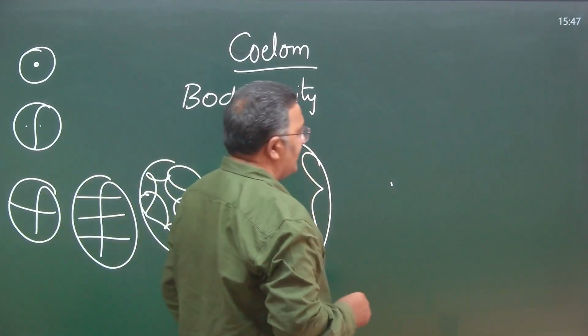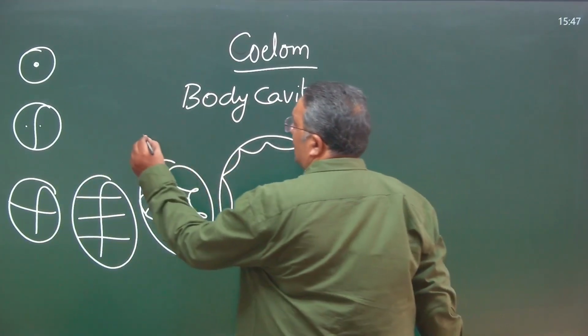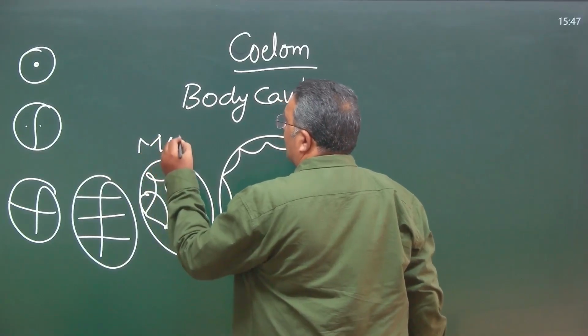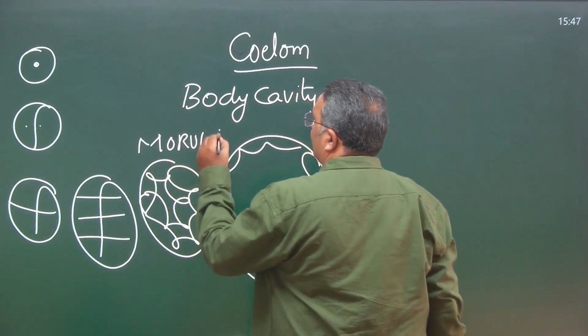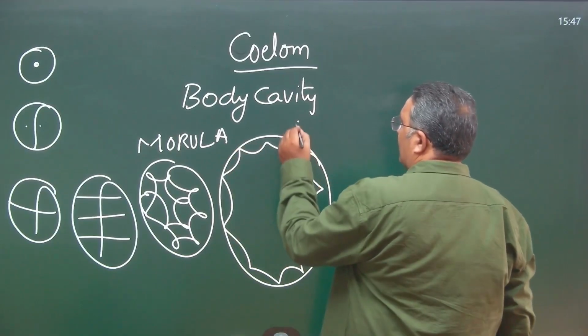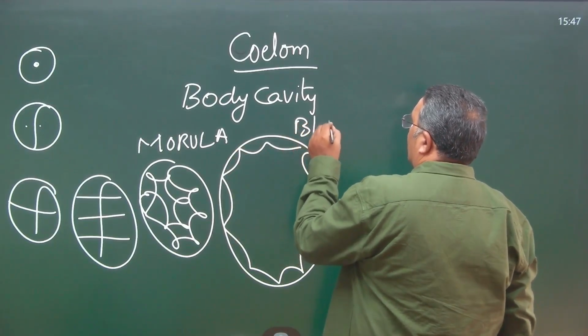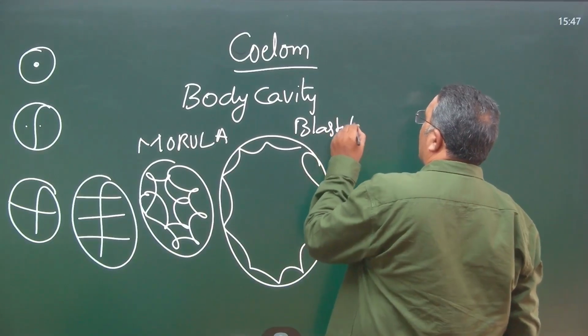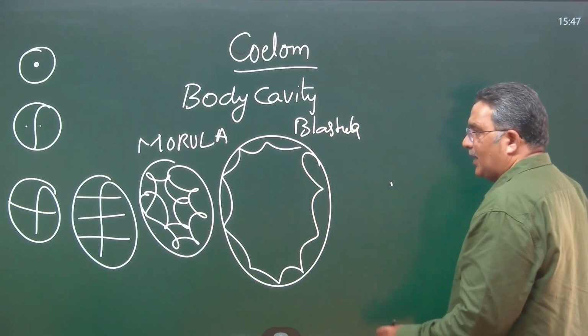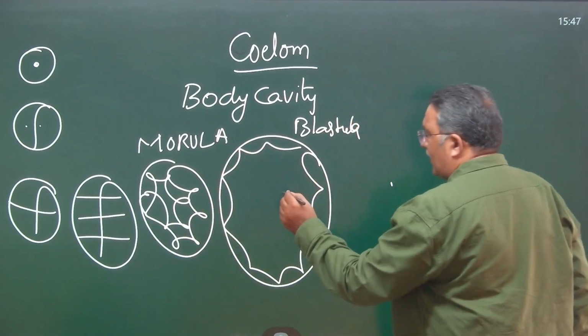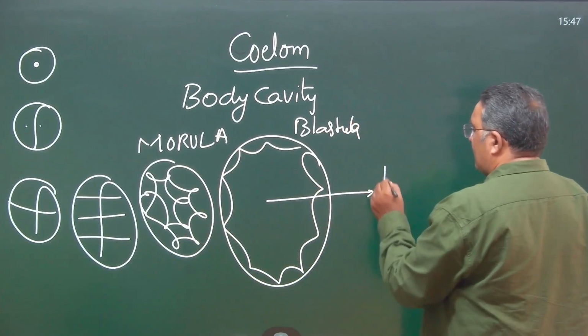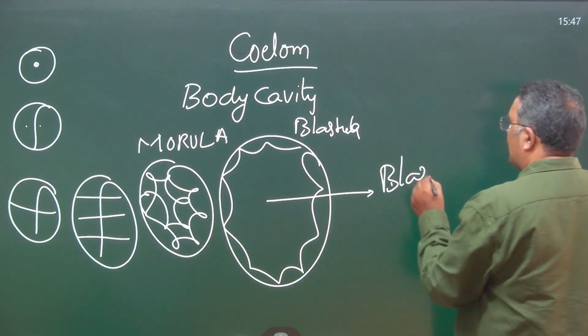The basic difference between the morula and the blastula is that the morula is a solid ball. We can say cricket ball. This cricket ball will become a football. What do you say? Blastula. That means when the solid ball becomes a hollow ball, a cavity appears. What do you call the cavity?